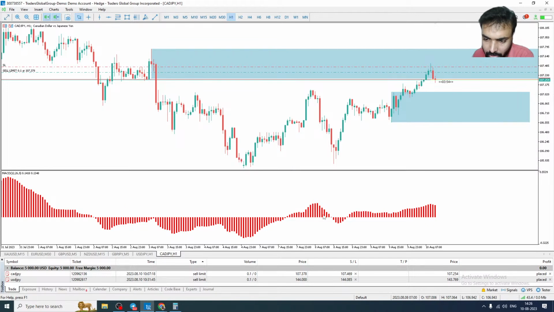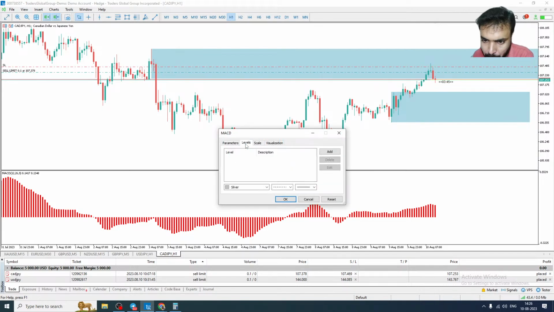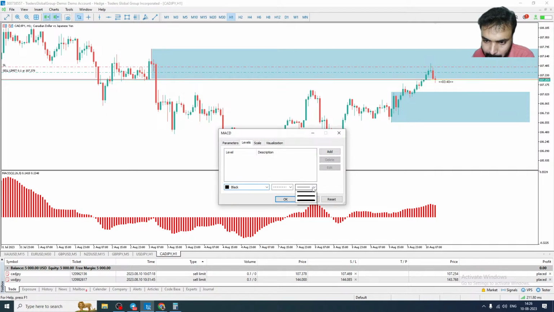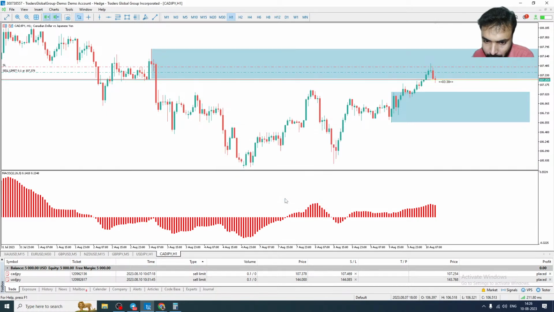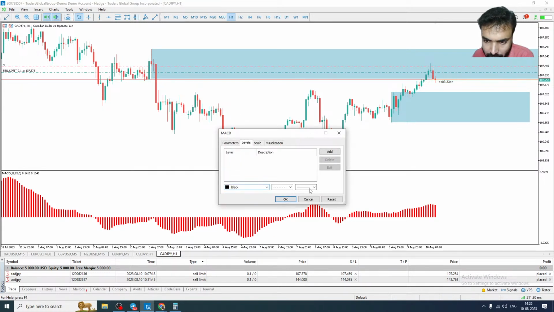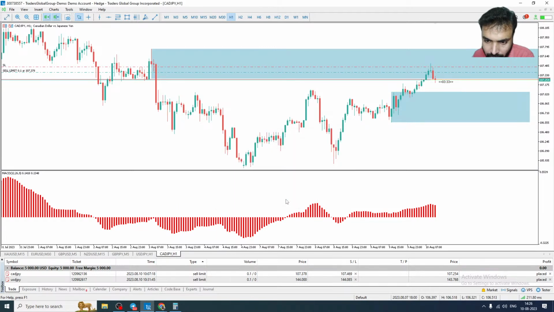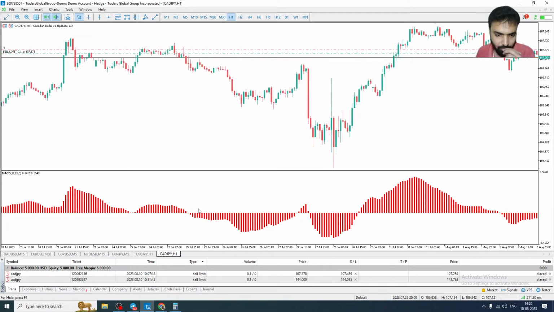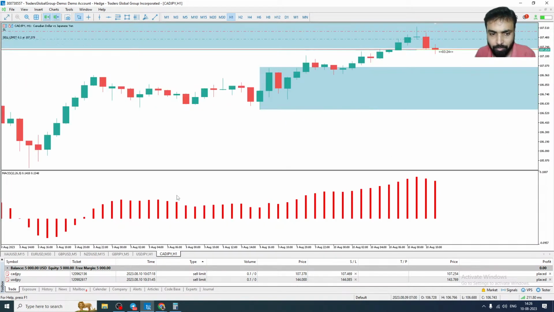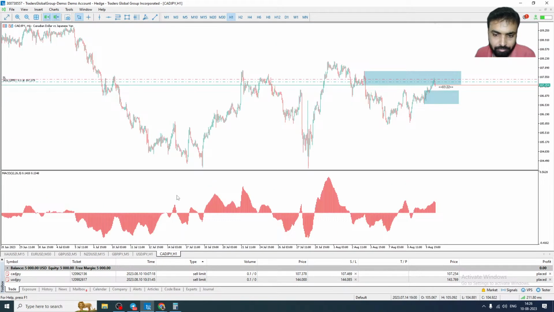So you can see the red color bars. In the center you have a line, so maybe you can change that color to black. I don't know why it's not showing. There is a line in the center. So this is MACD in the default settings.